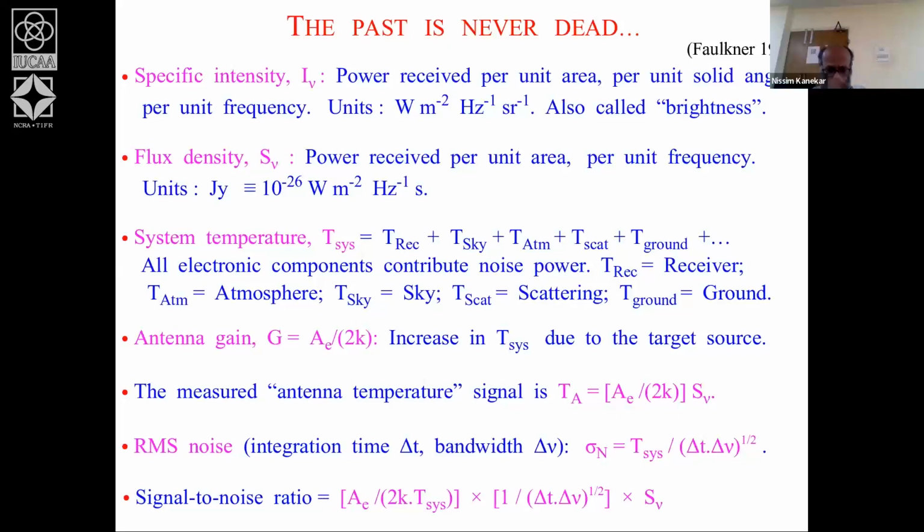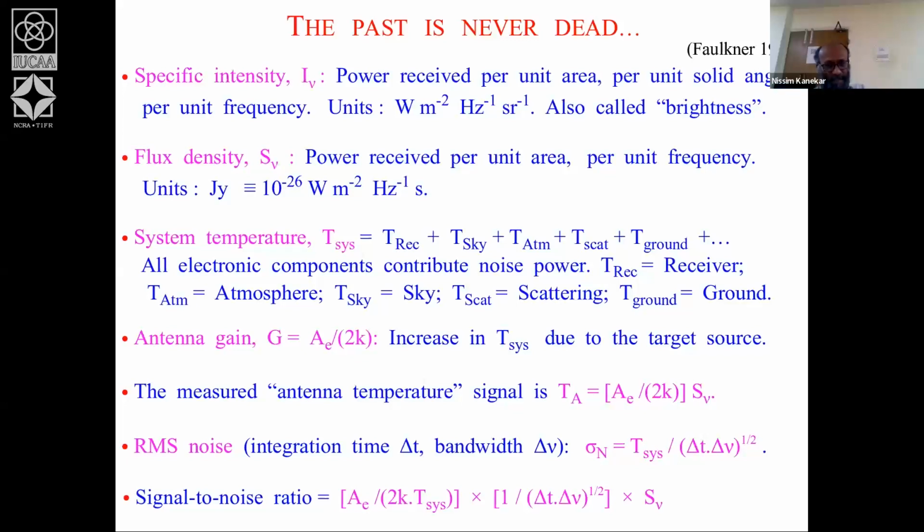Then there's ground pickup, because the ground itself radiates like a black body, or approximately like a black body. And so if any part of your feed is looking at the ground, then you would pick up some temperature from the ground. The side lobes of the response, for example, are looking at the ground, so you'll pick up some contribution from the ground. So all of these contribute to your system temperature. Your aim when you're designing a dish is to minimize your system temperature, because as you'll see in a minute, your signal to noise ratio contains the system temperature in the denominator. And so your signal to noise ratio is increased if you can minimize your system temperature.